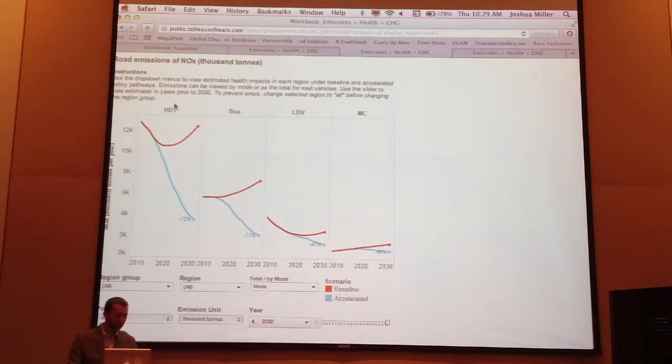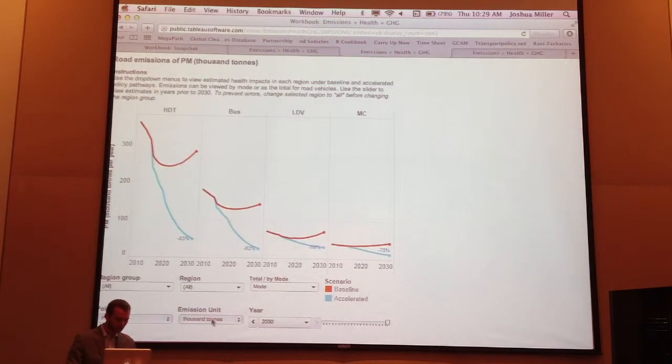to look at something like road emissions of NOx, and we can see heavy-duty trucks, buses, light-duty vehicles, and motorcycles, and the relative reductions from the policy pathways that we've laid out. So we can see that heavy-duty trucks and buses really contribute a huge share of the NOx emissions, and the reduction potential is also very large.